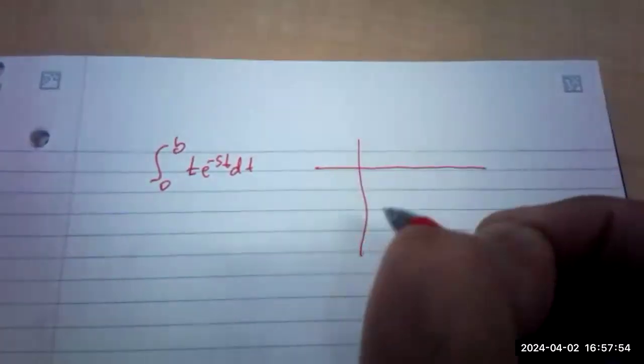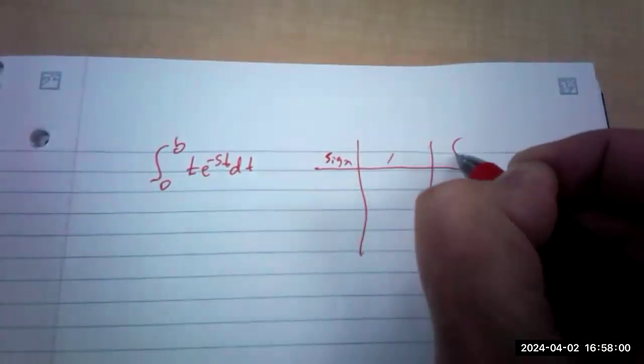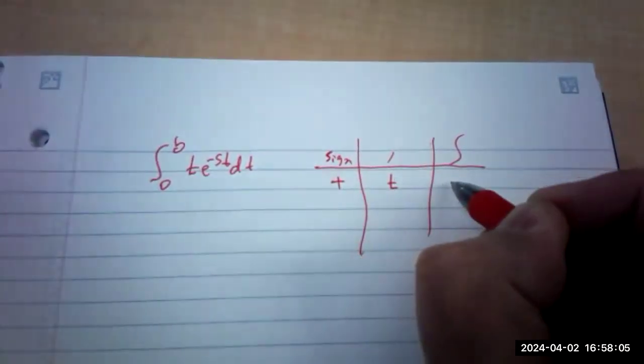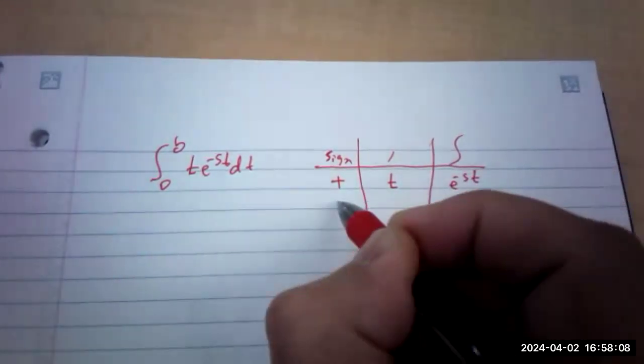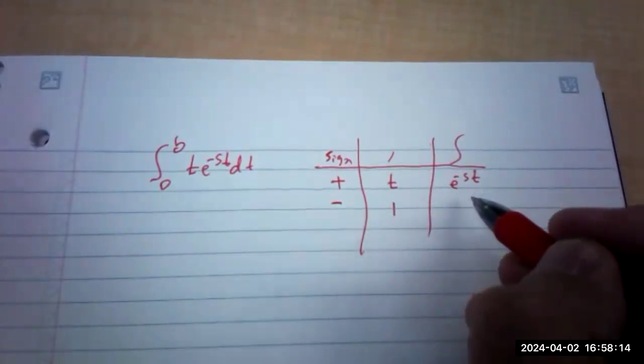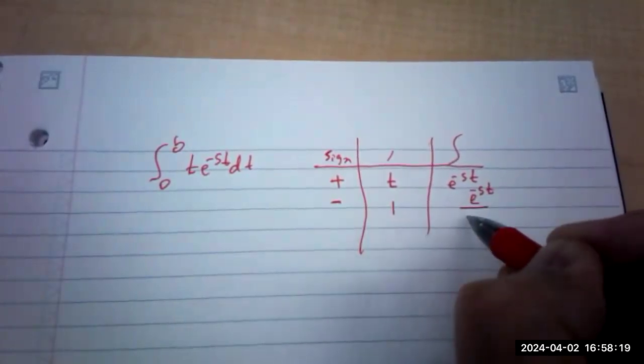So this is it. Let's find the integral from 0 to b of t e to the negative st dt. Remember, this is going to be your table. This is the sign part, this is the derivative, and this is the integration. So we put the sign positive, t, then e to the negative st. Second one, the sign negative, you differentiate t, that gives you 1. You integrate e to the negative st with respect to t, so that gives you e to the negative st divided by negative s.